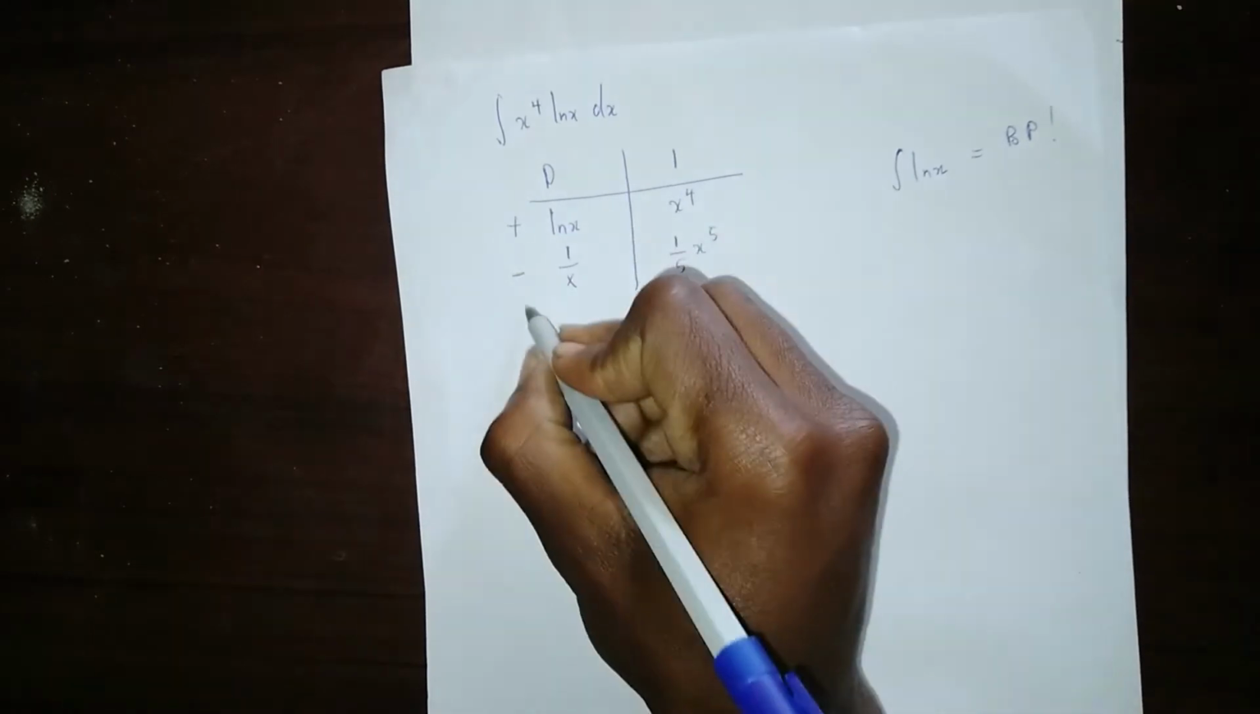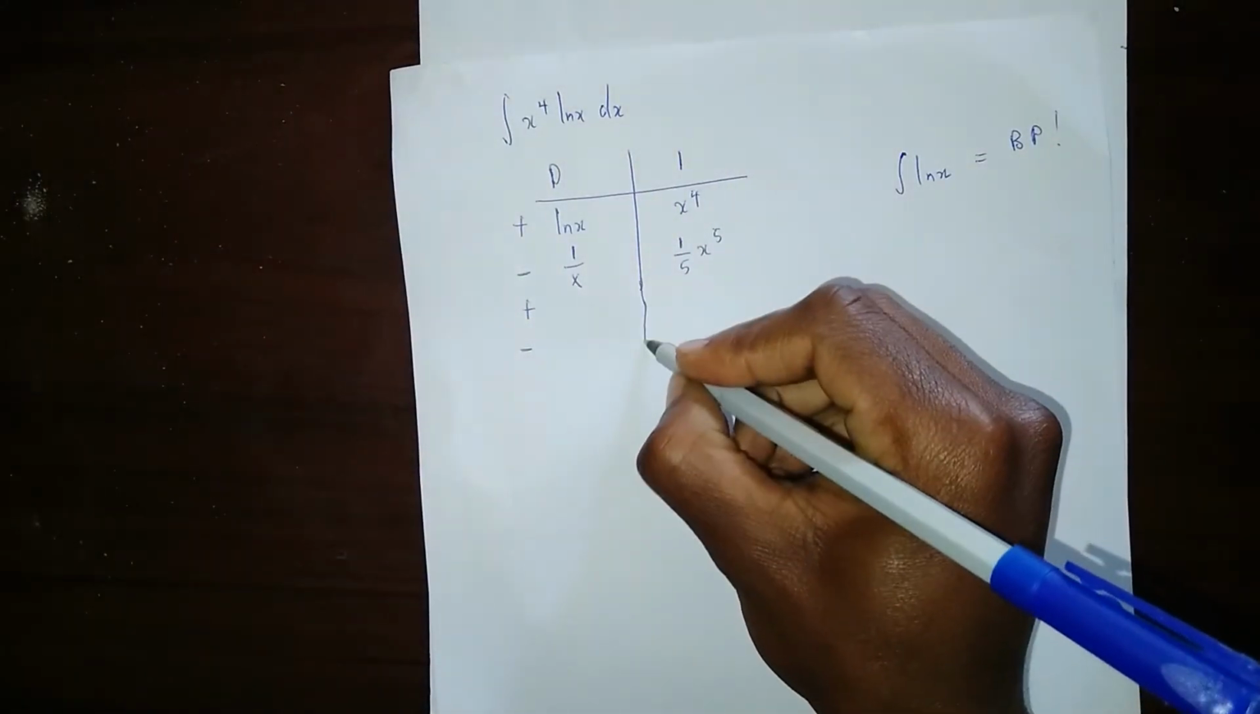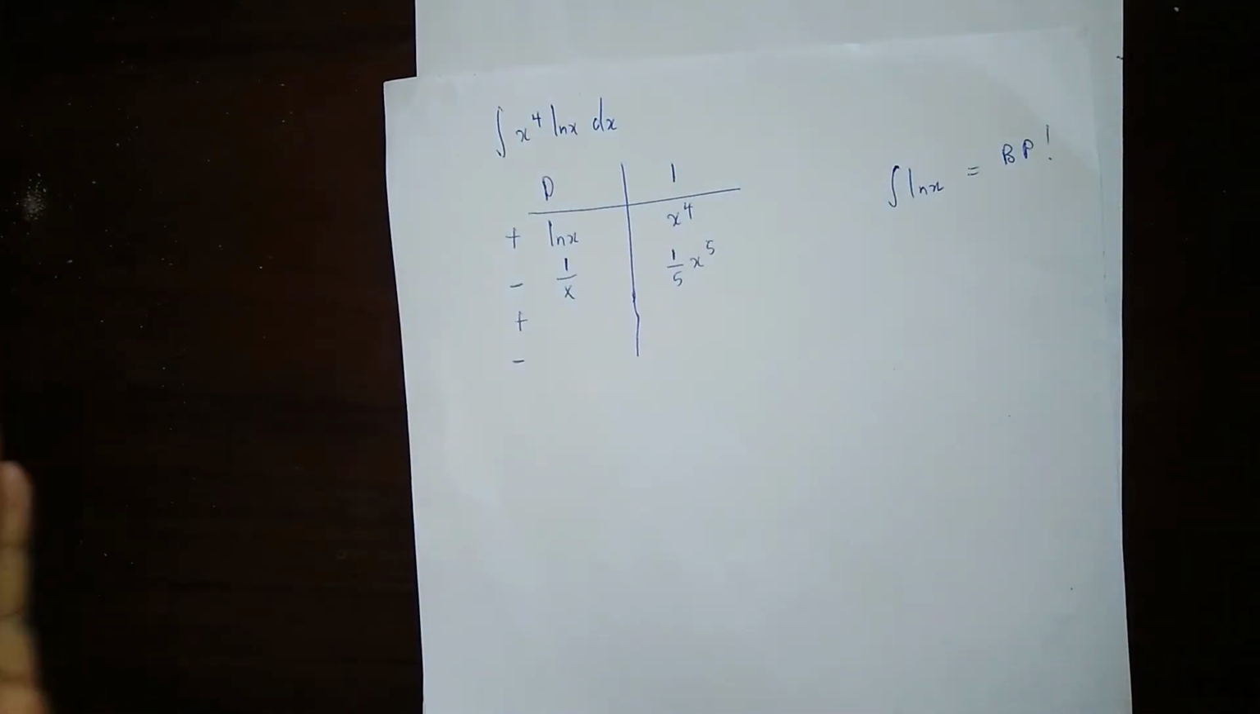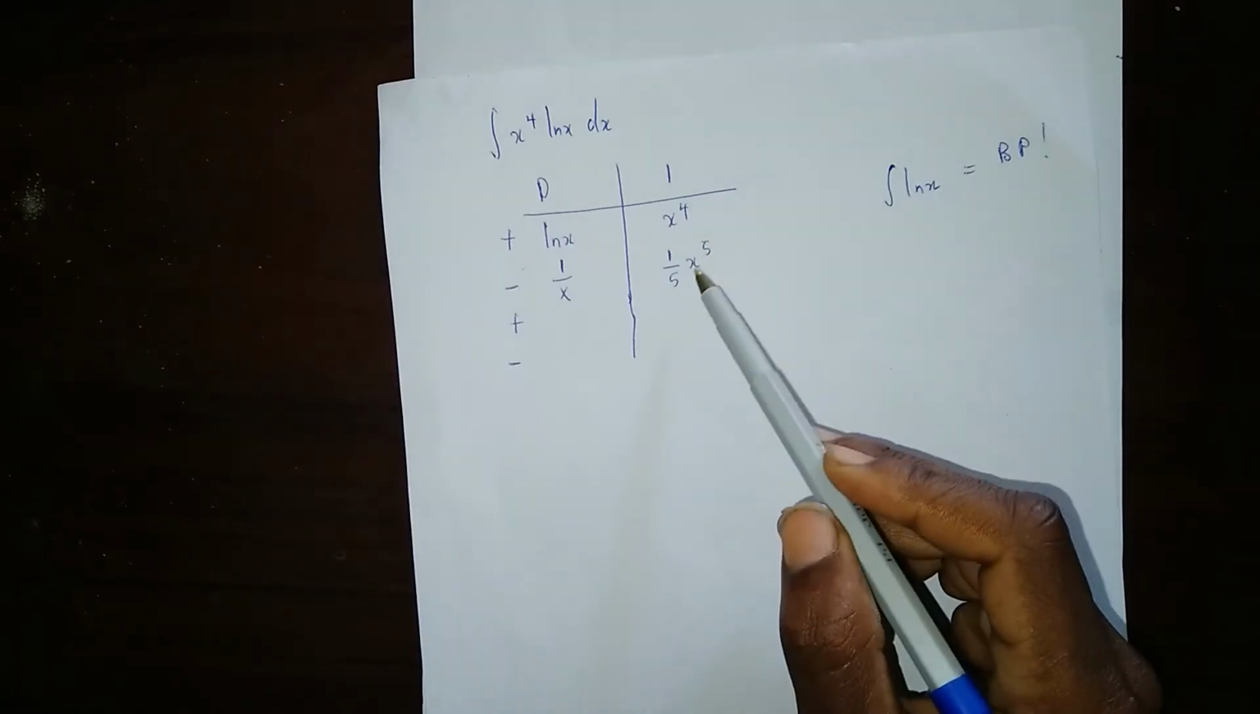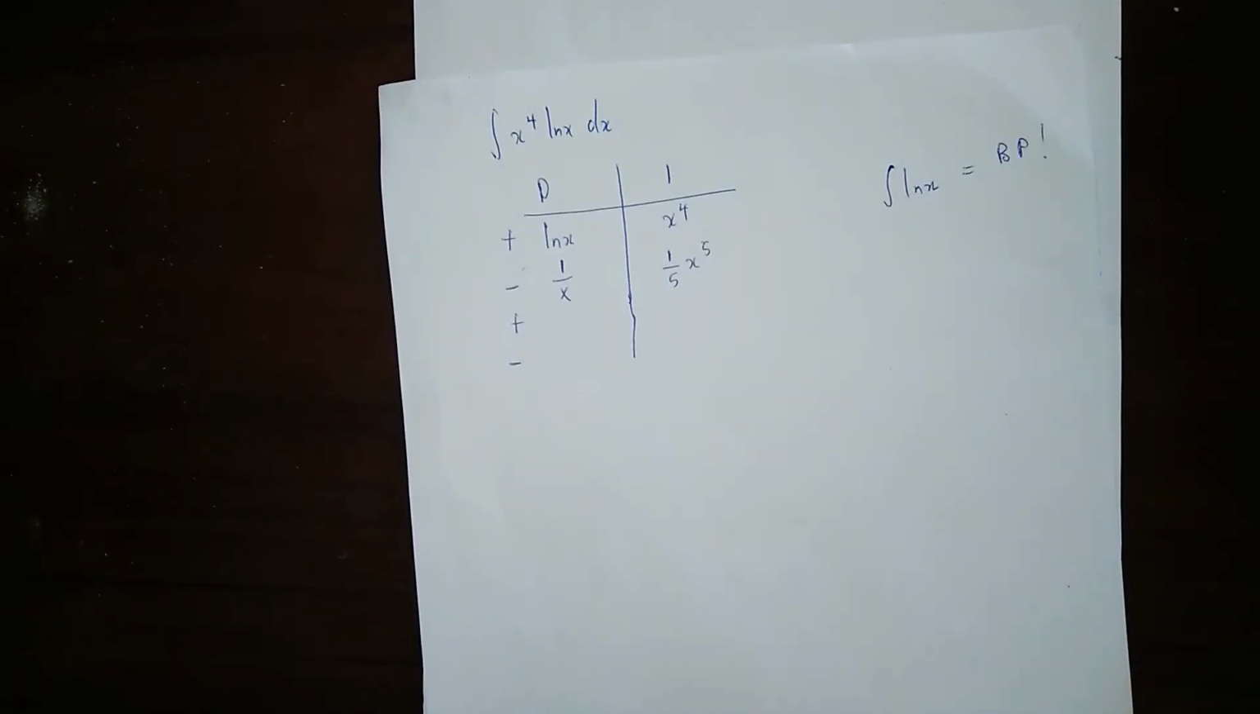Our signs, plus, negative, they will alternate. Now, if I continue differentiating 1 over x, I'm going to get something more complex than 1 over x, so I will not be going anywhere. In this scenario, you need to note that your stopping point is determined by the contents of the rows, this is row 1, row 2. If you reach a row in which you can multiply the contents like this, 1 over x times 1 over 5 x to the power 5, and get something that can be easily integrated without the use of by parts, then you need to stop. If you multiply the contents of a row and you get something that doesn't require by parts to integrate, then you know you need to stop.